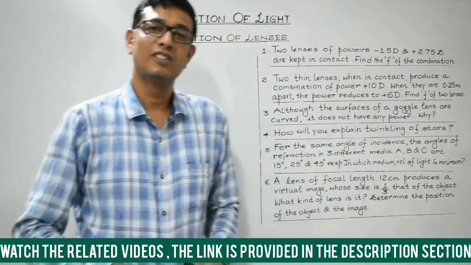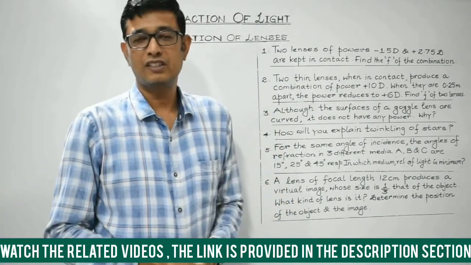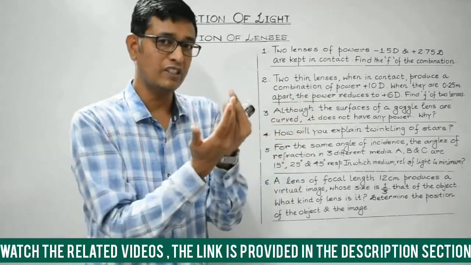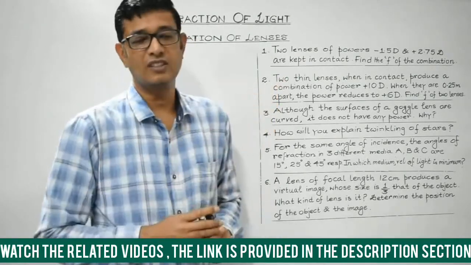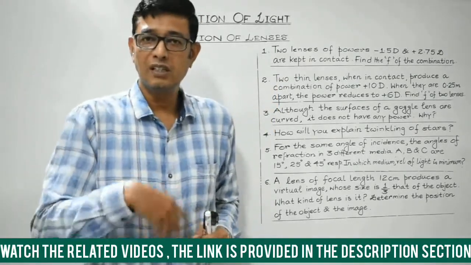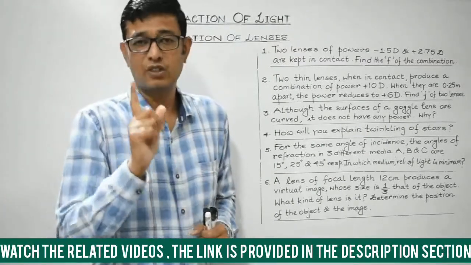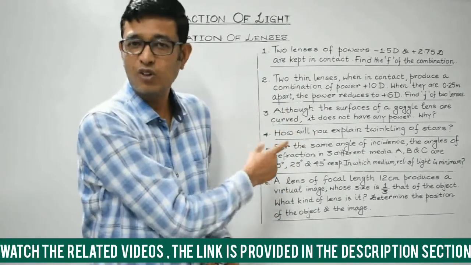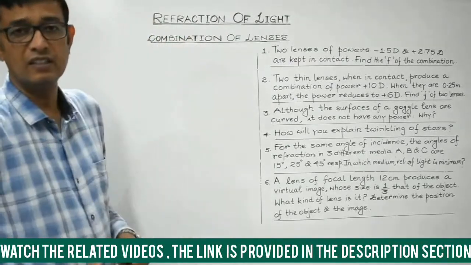Jai Hind students. So in today's lecture, we will discuss the combination of lenses when two lenses are brought in contact with each other, or when they are separated by a small distance, and what will be the equivalent focal length or equivalent power of the combination. And thereafter, students, we are going to discuss some very good and important conceptual questions, right? So let's first start with the combination of lenses.